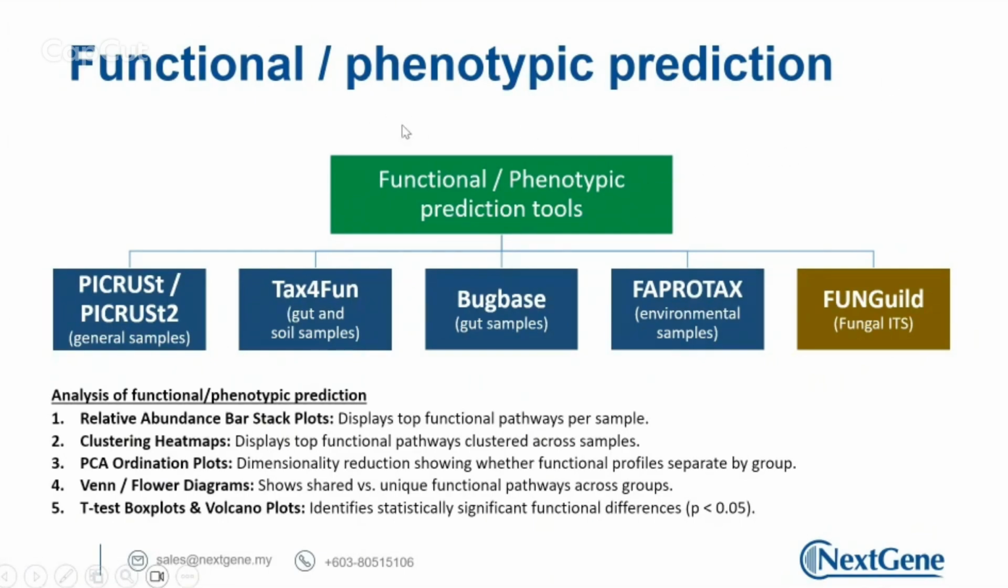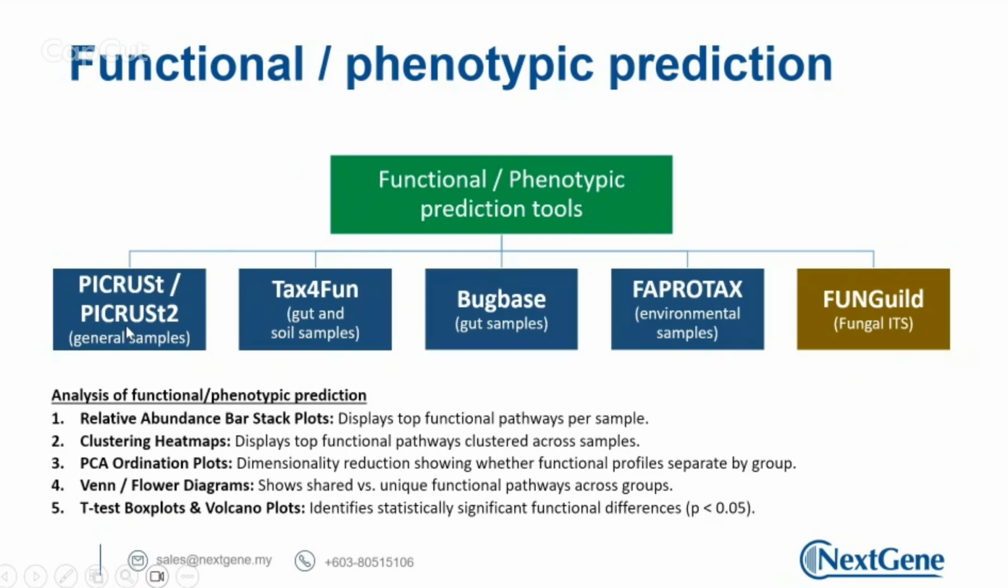To summarize everything, they have used multiple tools to predict the phenotypes or the functions involved in the samples. Basically there will be PICRUSt and PICRUSt2, so they use two versions of PICRUSt to do the prediction. And then they also use other programs called Tax4Fun, BugBase and FAPROTAX. And then if, let's say, this is a report for fungal ITS, then we'll be using FUNGuild.